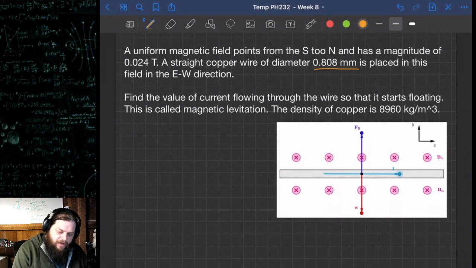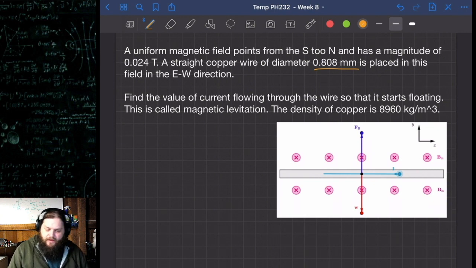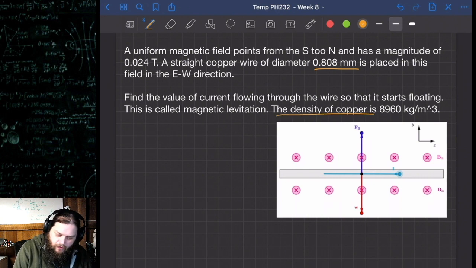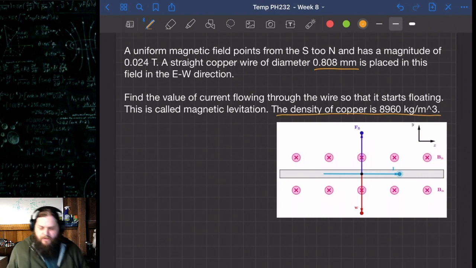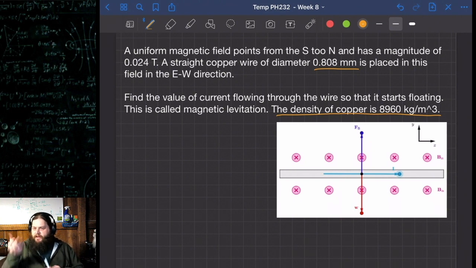It says find the value of the current flowing through the wire so that it starts floating. This is called magnetic levitation. They give us the density of copper there. So why would it float, you might ask? The reason is gravity is pulling it down. So it'll fall, but if there's enough magnetic force generated on it, it will actually float.